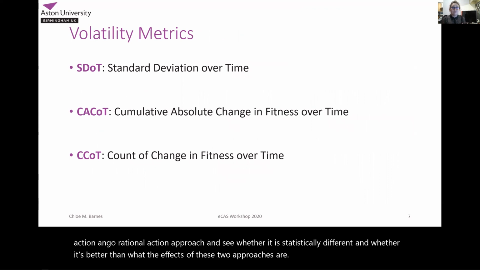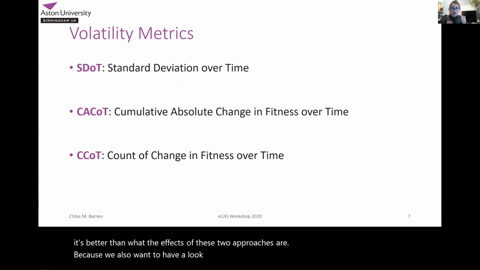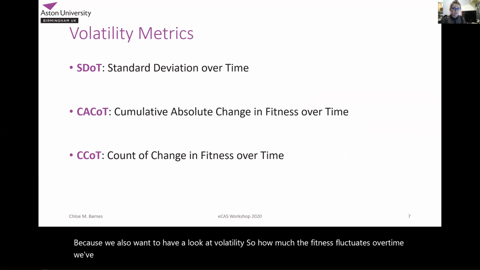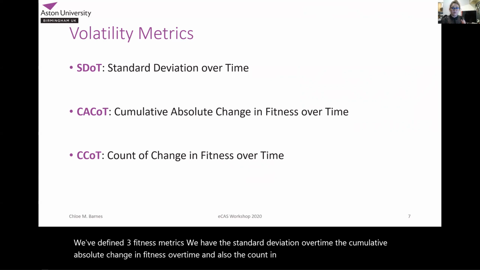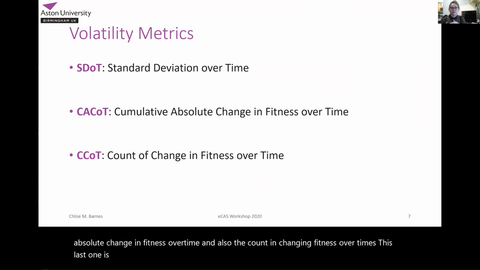Because we also want to have a look at volatility, so how much the fitness fluctuates over time, we've defined 3 fitness metrics. We have the standard deviation over time, the cumulative absolute change in fitness over time, and also the count in change in fitness over time. So this last one is how many times the fitness actually changes, whereas the middle one is how much, what's the magnitude of those changes over time.